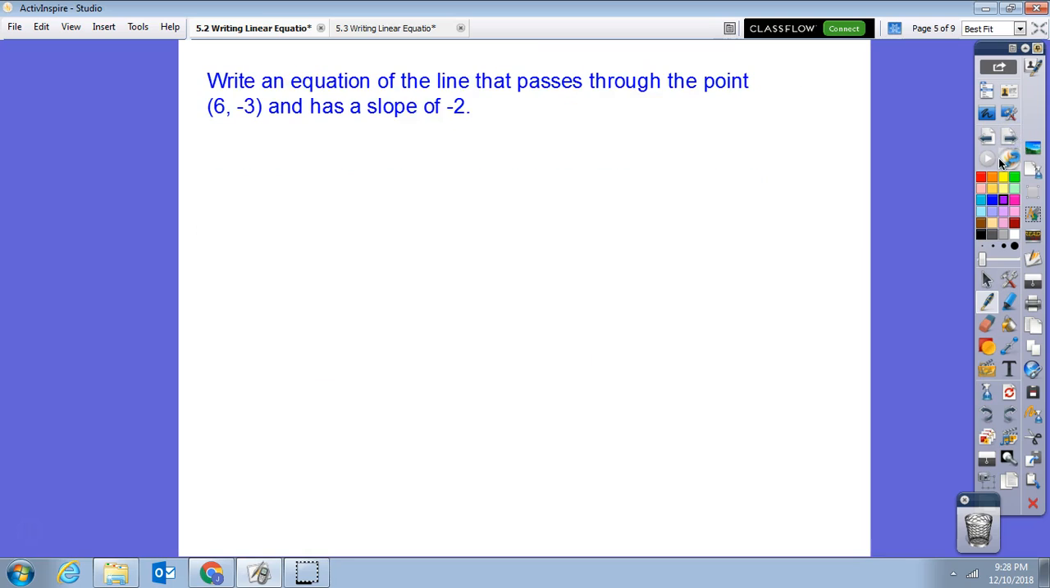The way the problem is going to look in a basic idea would be one like this one. Remember that throughout this video you can always pause the video and stop it if you need to. Write an equation of the line that passes through the point 6, negative 3 and has a slope of negative 2. So as soon as you see that first part, write an equation of the line, you should immediately be thinking y equals mx plus b. I need my m, I need my b.